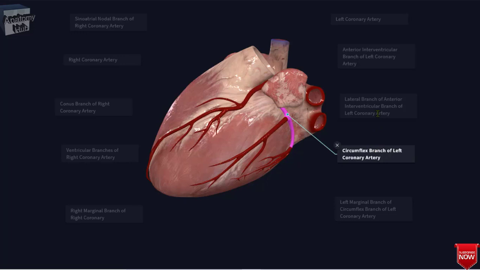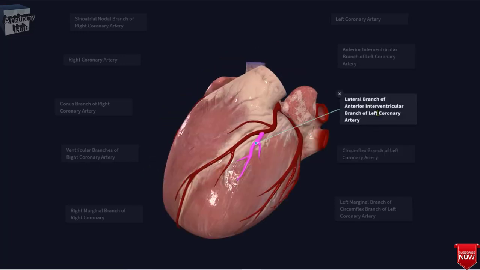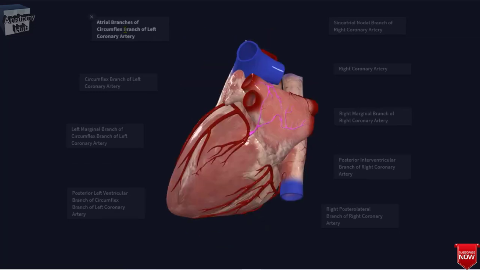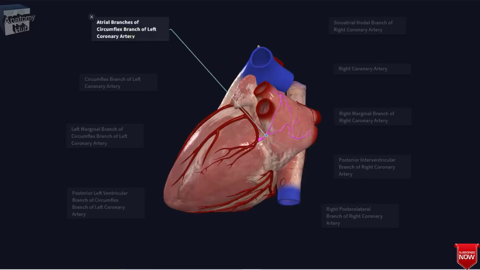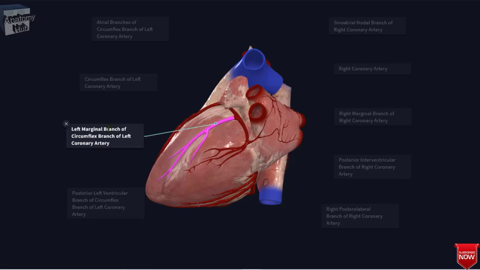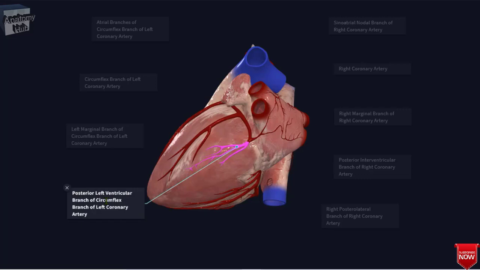From the left coronary artery, here you will find the lateral branch of the anterior interventricular artery and the left marginal branch of the circumflex branch of the left coronary artery. Here you will find the atrial branch of the circumflex branch of the left coronary artery, the left marginal branch of the circumflex branch, and the posterior left ventricular branch of the circumflex branch of the left coronary artery.